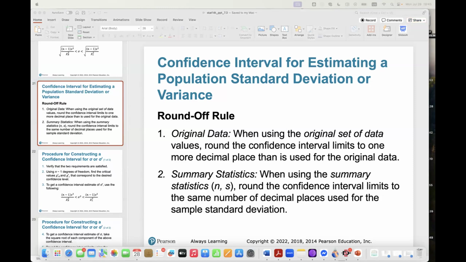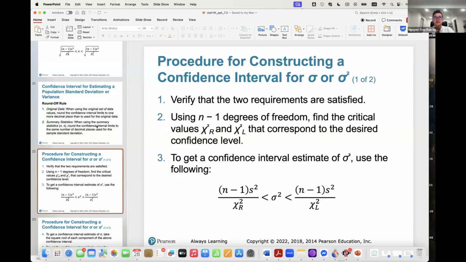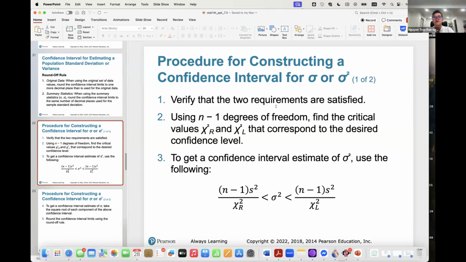Any questions so far? Let me see if you have any questions. So far, no, right? Okay. In the second rule, summary statistics. When using the summary statistics, n and s, round the confidence interval limits to the same number of decimal places used for the sample standard deviation.